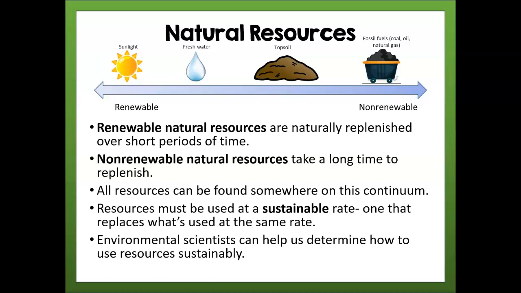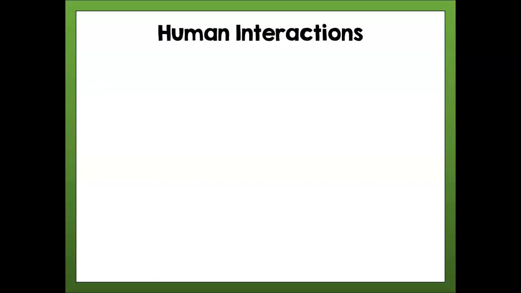All the resources are found somewhere on this line, okay? But resources must be used at a sustainable rate. No matter what they are, they have to be used at a sustainable rate. That's one that replaces what is being used at the same rate. So if we use it, we're immediately replacing it with something else. Environmental scientists, our whole job is to determine how to use those resources sustainably. How can we replenish them at the same rate that we're using them?